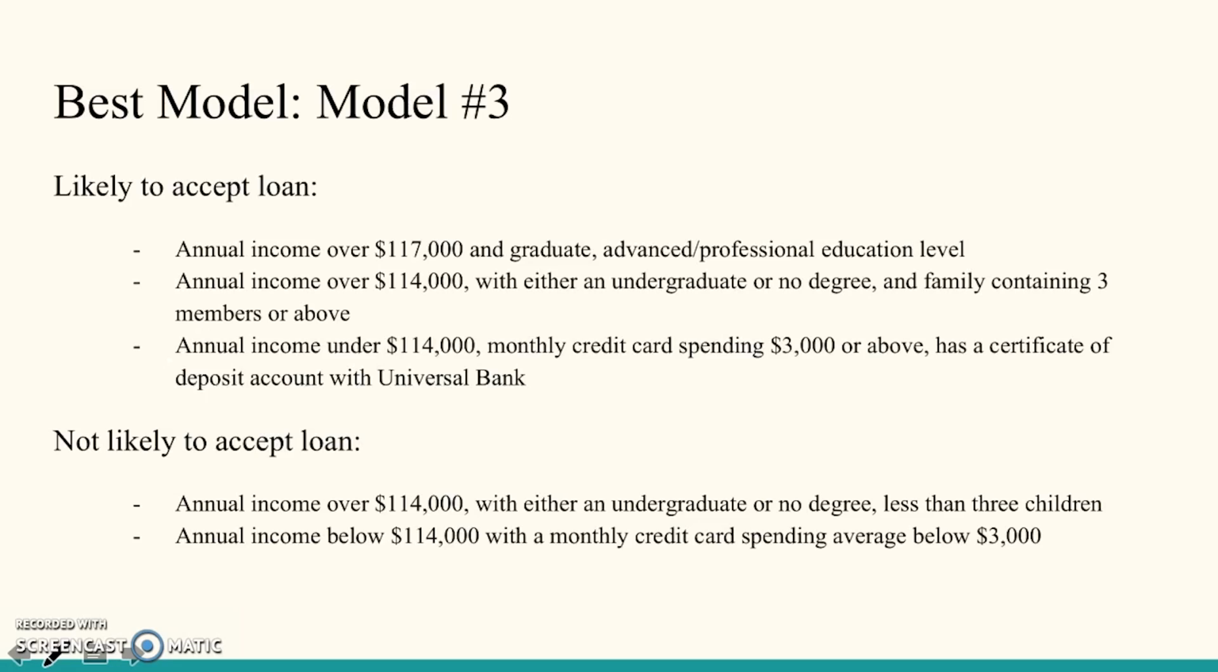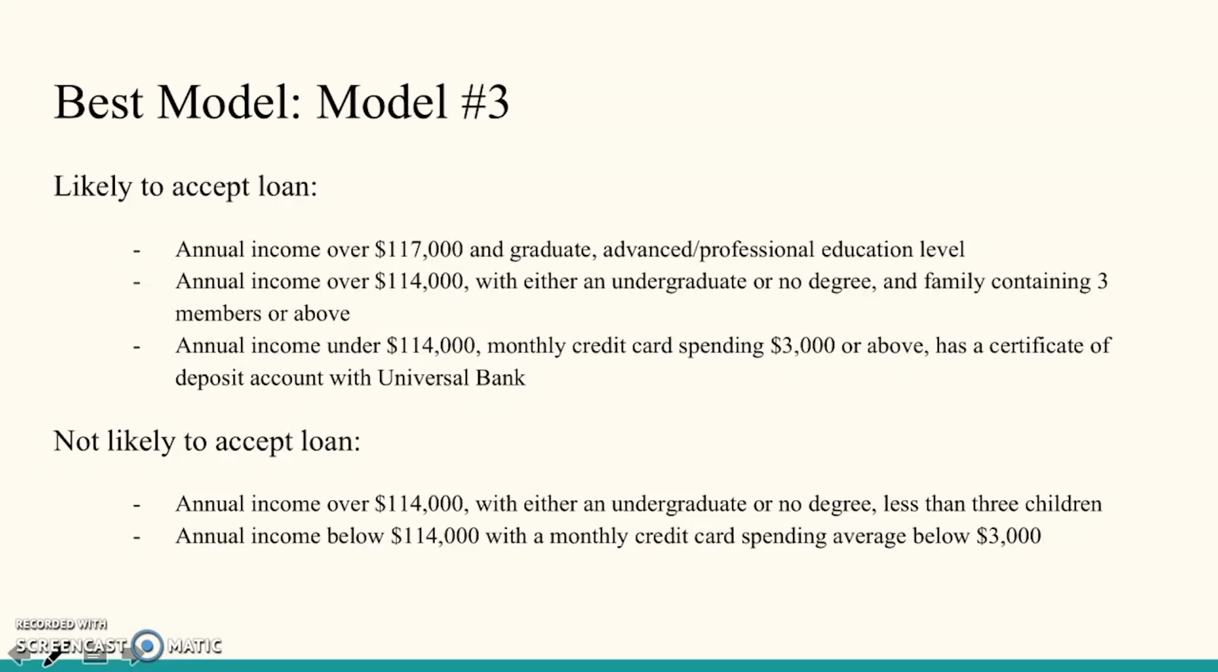So based on that information, we can say that the people that are most likely to accept the loan have an annual income over $117,000 with a graduate and advanced professional education level, or have an annual income of $114,000 with either an undergraduate or no degree and a family containing 3 members or above. And then also annual income over $114,000 with a monthly credit card spending of $3,000 or above and has a certificate of deposit account with the Universal Bank.